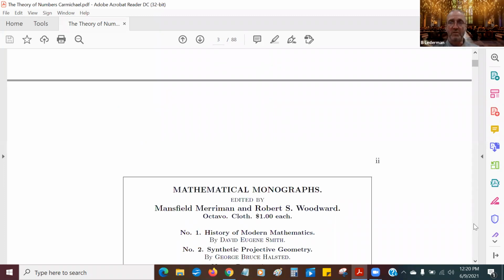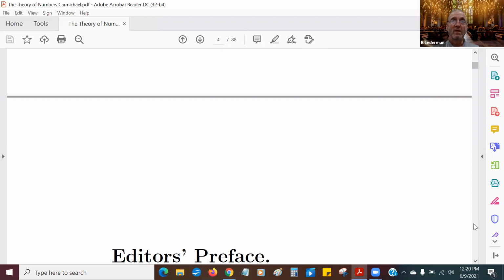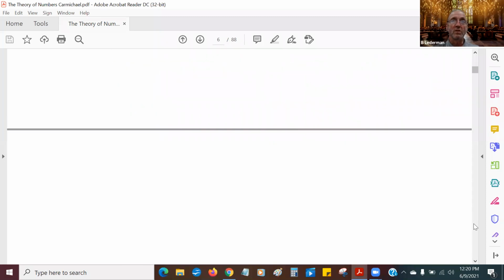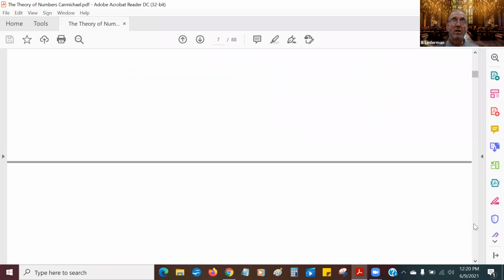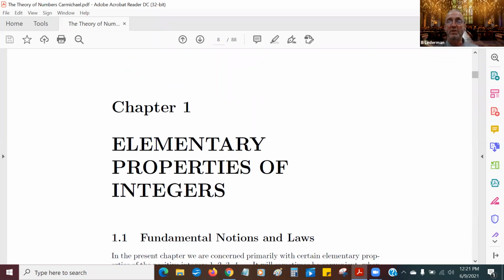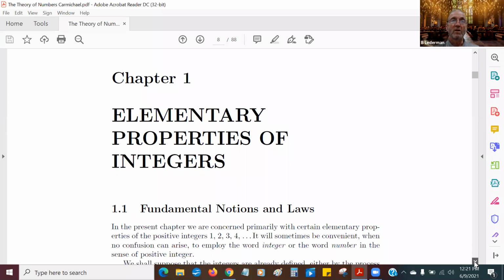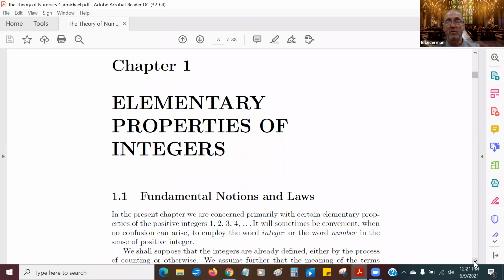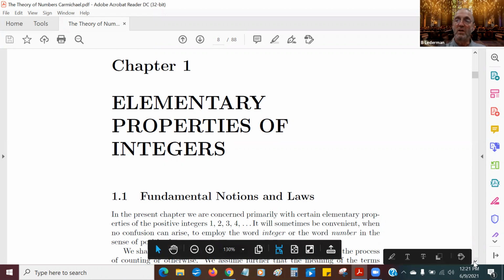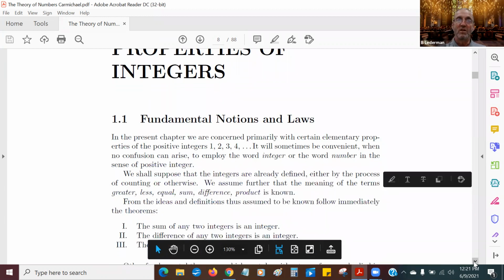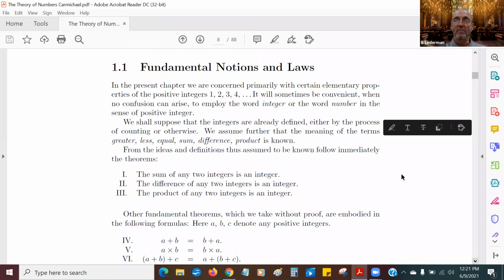Okay, everybody. Let's rock and roll here. So here we go to chapter one: elementary properties of integers. Now first of all, in the study of number theory, we generally are restricting ourselves to studying positive integers. And a lot of times we'll say a word like integer or we'll say a word like number, but we really mean positive integer. Let's just get that off the bat.